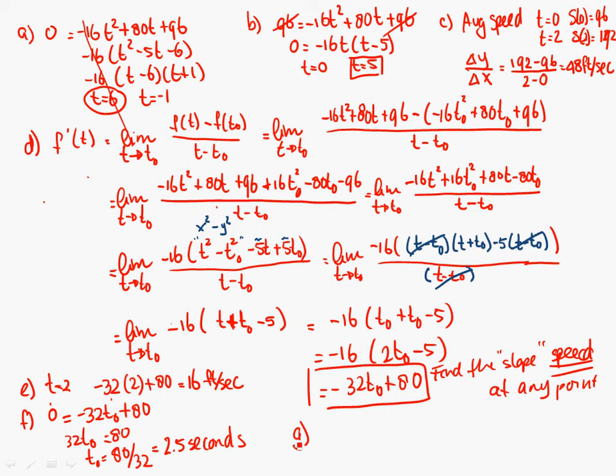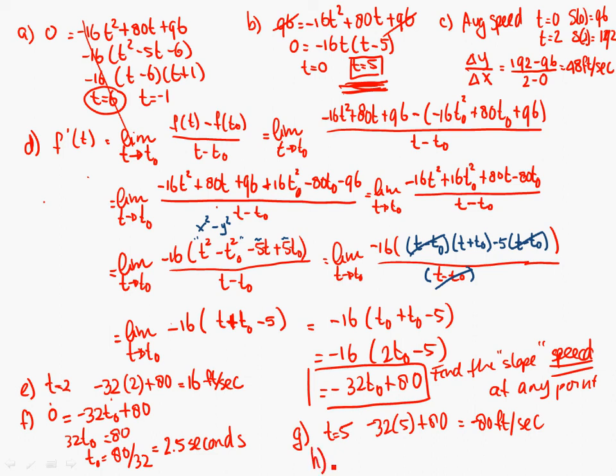Okay, how about G? It says, what is the instantaneous speed as it passes the rooftop? Well, when did it pass the rooftop? When t was 5. So we already figured out that t, so we do negative 32 times 5 plus 80, which should give me a negative velocity, right? Which actually is a negative 80 feet per second. That should make sense because the ball is going down. If initially up is positive, then down should be negative.